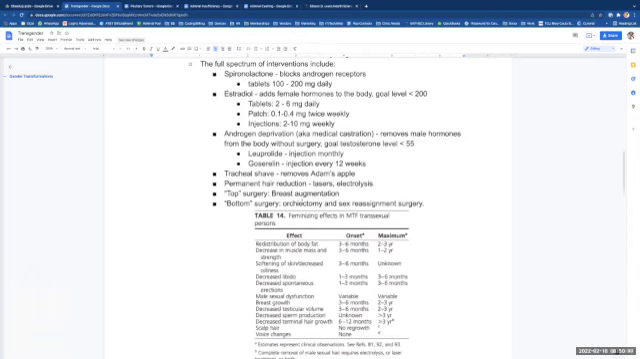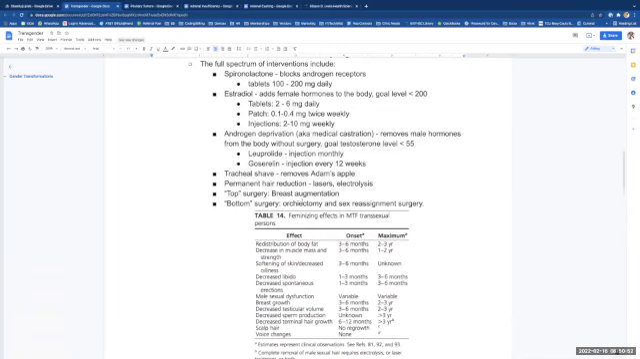estradiol to add female hormones to the body, maintaining a goal level of less than 200. This can be done either in tablets 2 to 6 milligrams per day, a patch of 0.1 to 0.4 milligrams twice a week, or injections 2 to 10 milligrams per week. Androgen deprivation, or medical castration, removes male hormones from the body without surgery. The goal testosterone level is less than 55. Leuprolide is an injection given every month, or goserelin, an injection given every 12 weeks.